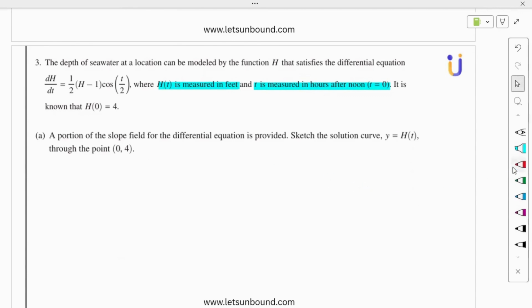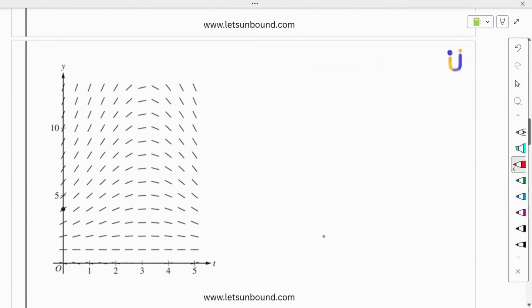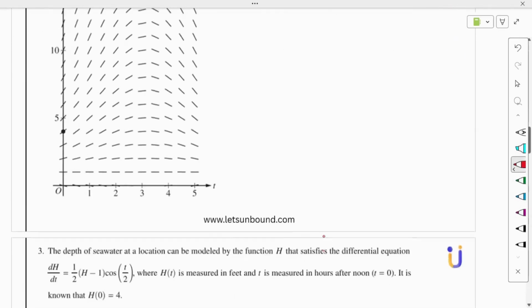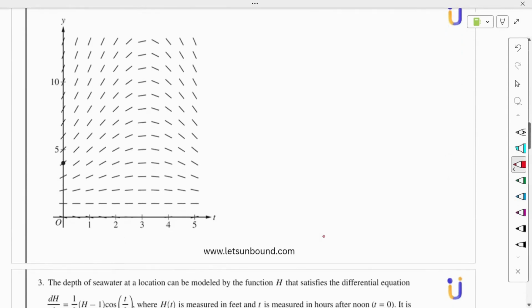It is known that h of 0 is 4, which means the initial height. Now, first thing, a portion of the slope field for the differential equation is provided here. Sketch the solution curve which passes through the point (0, 4). It's very simple. Your solution should pass through (0, 4), where x is 0 and y is 4. It's provided, so just trace that part of the curve. It goes like this, following the tangents. That's simple, a very easy part A.